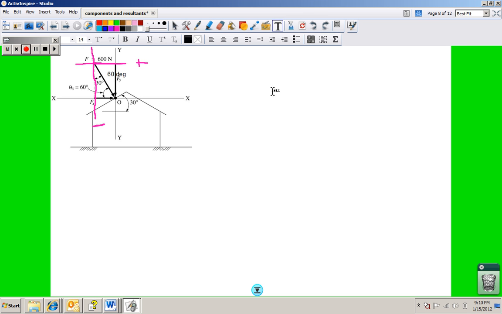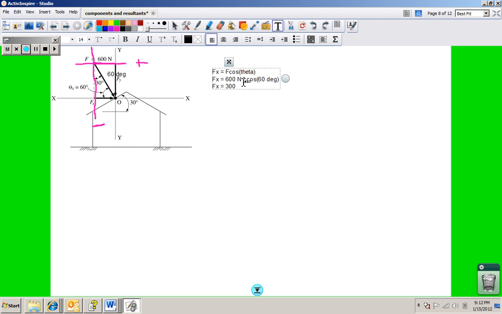And now let's try to write our expressions. Okay, remember, we always measure our angle from the x direction. That keeps everything consistent. So Fx is going to be equal to F times cosine theta. And that means Fx is 600 newtons times cosine of 60 degrees. And when I plug into my calculator, I get 300 for the x component of my force.